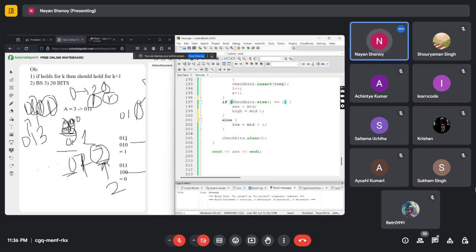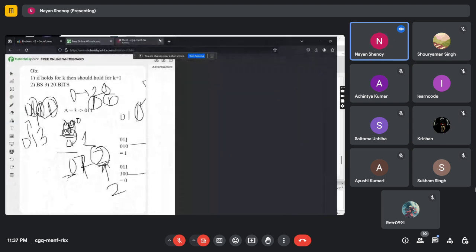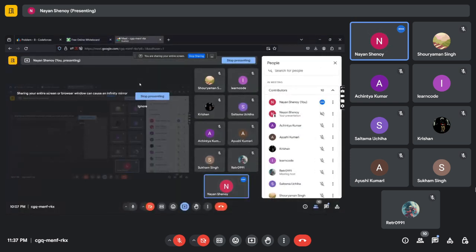And if the size is greater than 1, I can say that for some 2 or 3 or multiple subarrays, the OR was not the same. So by binary search, we are doing mid plus 1 and updating the low. And at the end, I'm just clearing these check bits because we have gotten a new high. So I'm just clearing it off. And at the end, we got our answer since we keep on updating this answer here whenever the size was 1. And that's how I did this question. There might be simpler approaches, but this was the idea that came to my mind during the contest. So if any doubts, feel free to ask.